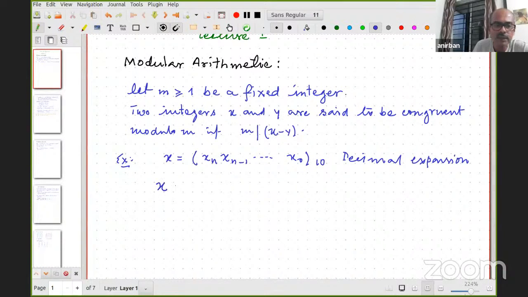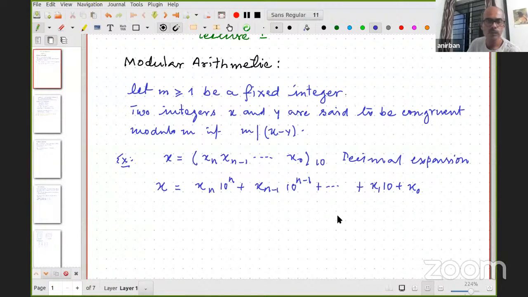So what does it mean? This is x_n 10 to the n plus x_{n-1} 10 to the n minus 1, and so on, plus x_1 times 10 plus x_0. Of course, x_1 to x_0 are integers between 0 and 9.